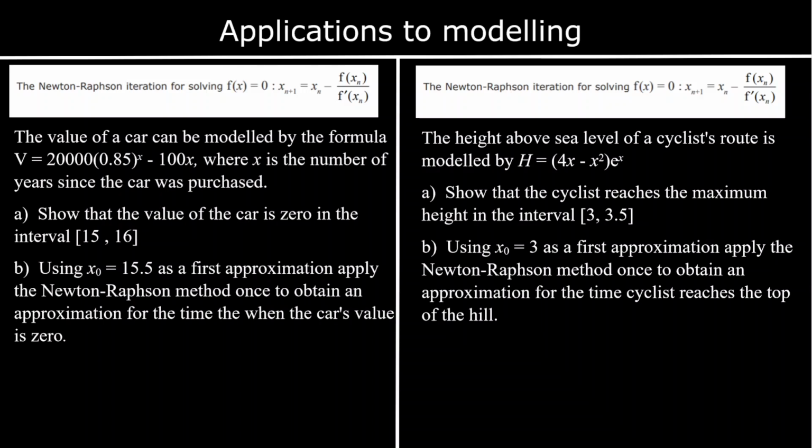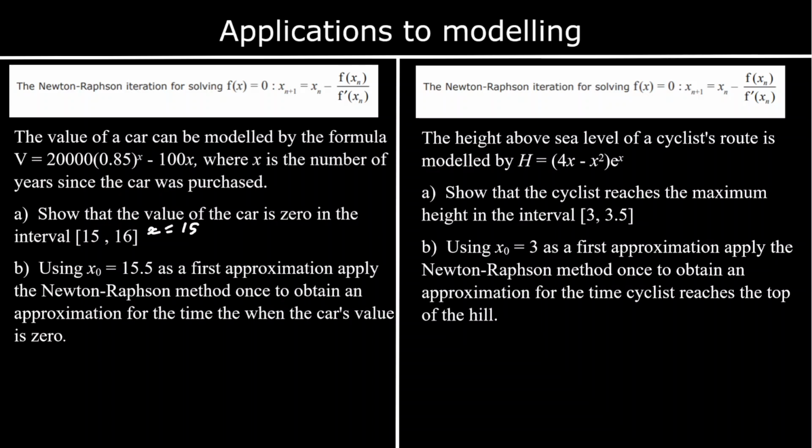Now we're going to use the Newton-Raphson method again, but in context. So the value of a car can be modeled by the formula V equals 20,000 times 0.85 to the power of x minus 100x, where x is the number of years since the car was purchased. Show that the value of the car is 0 in the interval 15 to 16. So if we substitute in 15 and 16, we should show that it goes through 0 between 15 and 16.